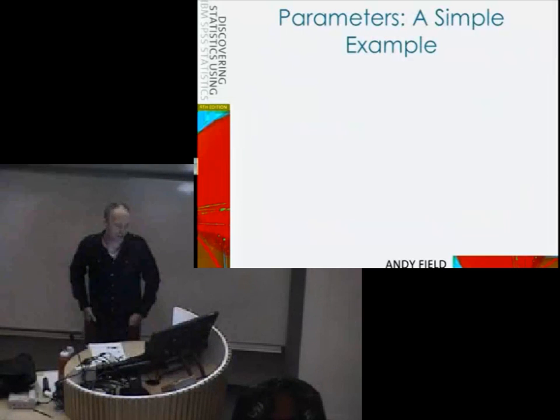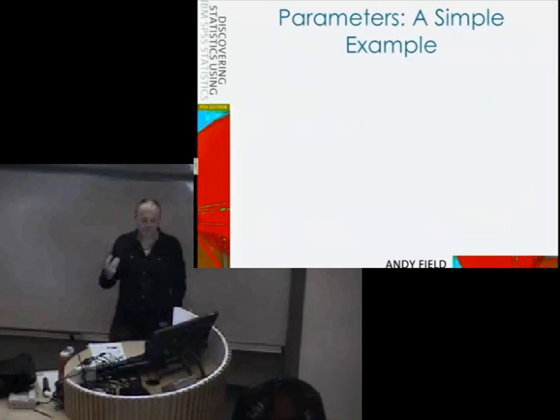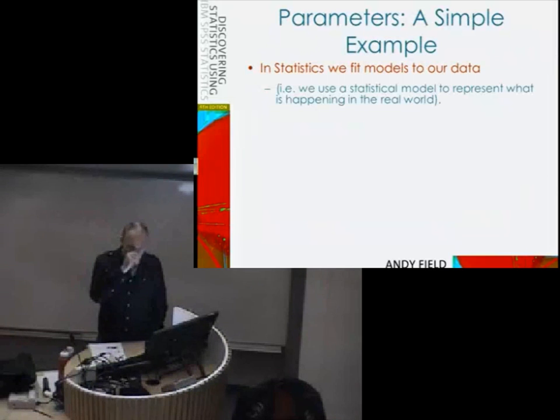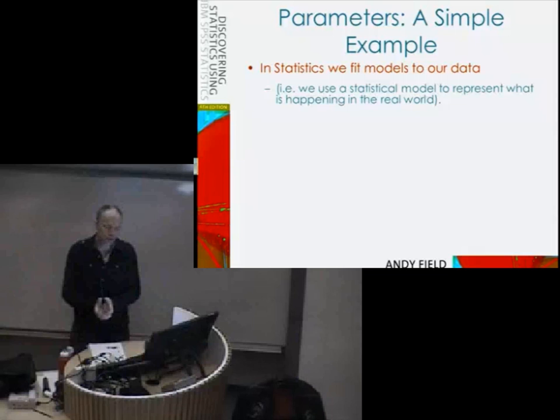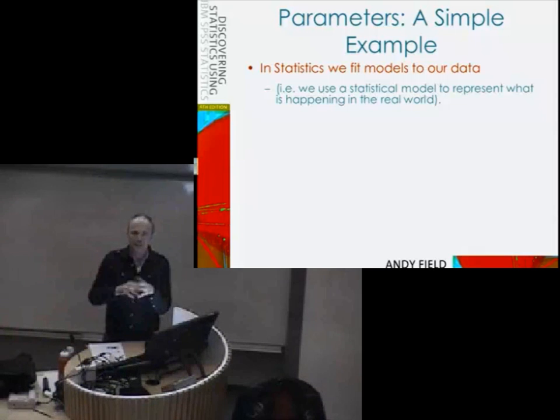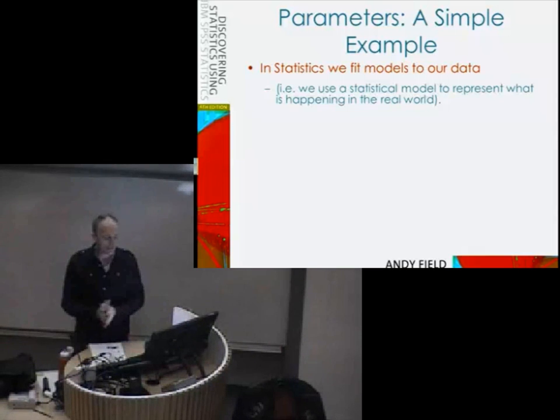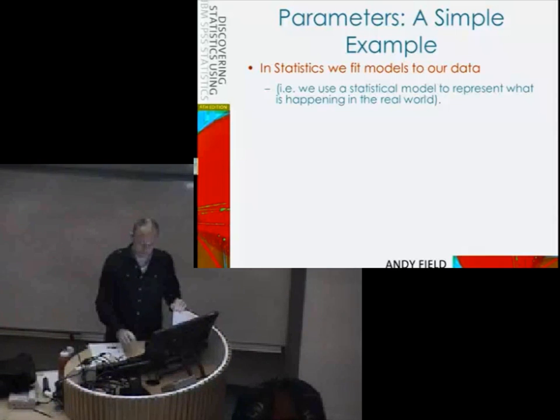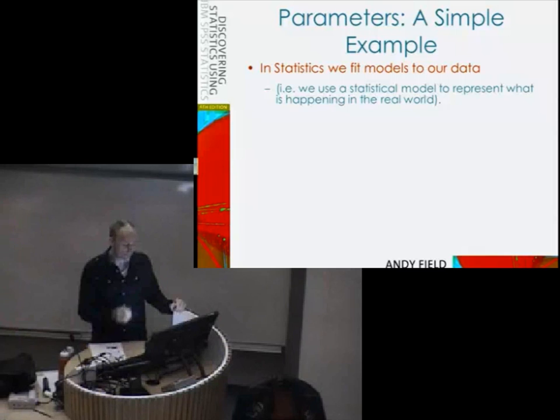As I said last week, in statistics we're trying to fit models to our data, and we want that model to represent what's happening more broadly than the sample that we have. So we calculate a value in our sample and use that as an estimate of what the true value in the population is. So we fit a model. That model can be as simple as just fitting a mean. That's what we're going to stick with, a very straightforward example looking at the mean.